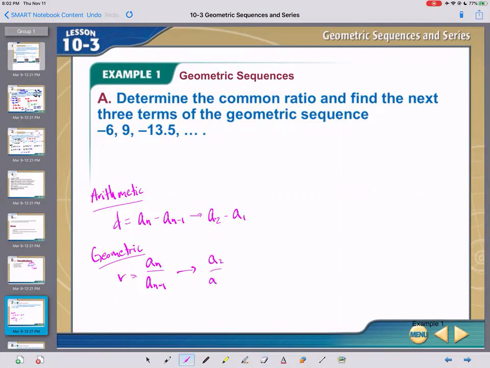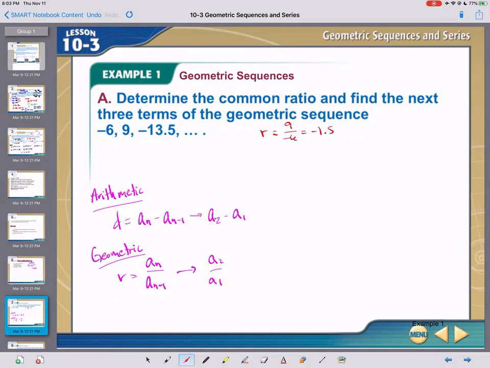a2 divided by a1. So let's take a look at part A. It says, find the common ratio and the next 3 terms of this geometric sequence. So the first thing I need to do is find my r value. So r is going to equal 9 divided by -6, which we could type in the calculator, but I know that that is -1.5 or -3/2.